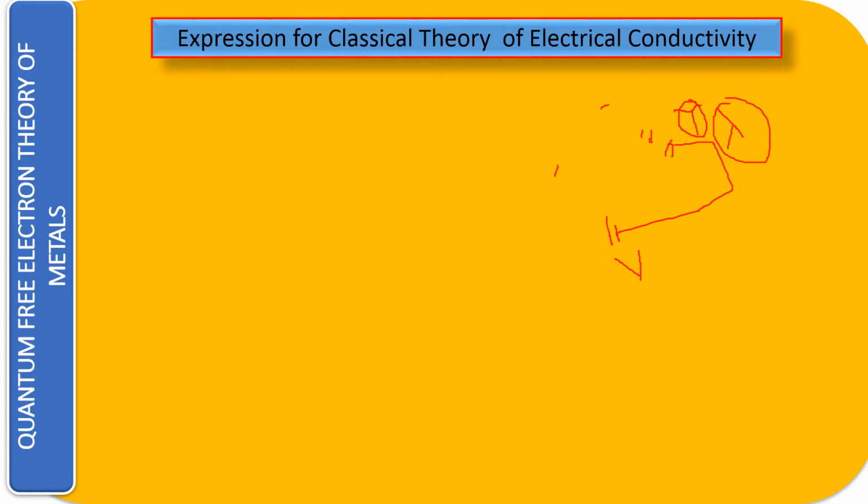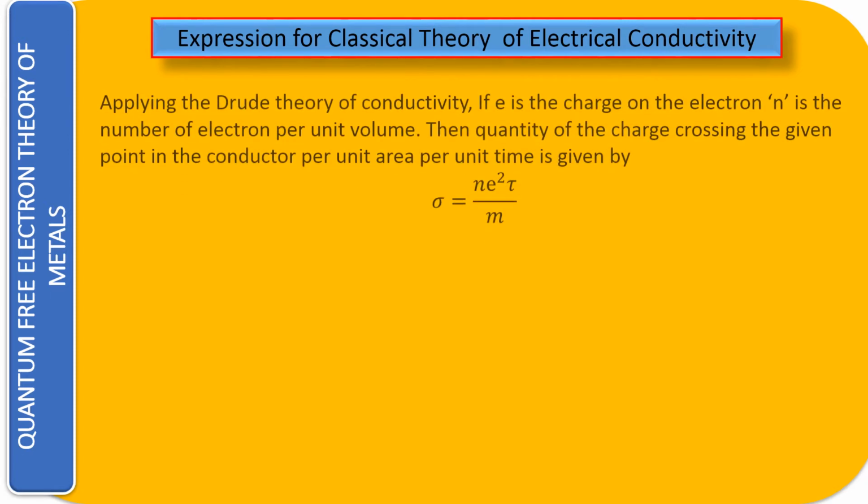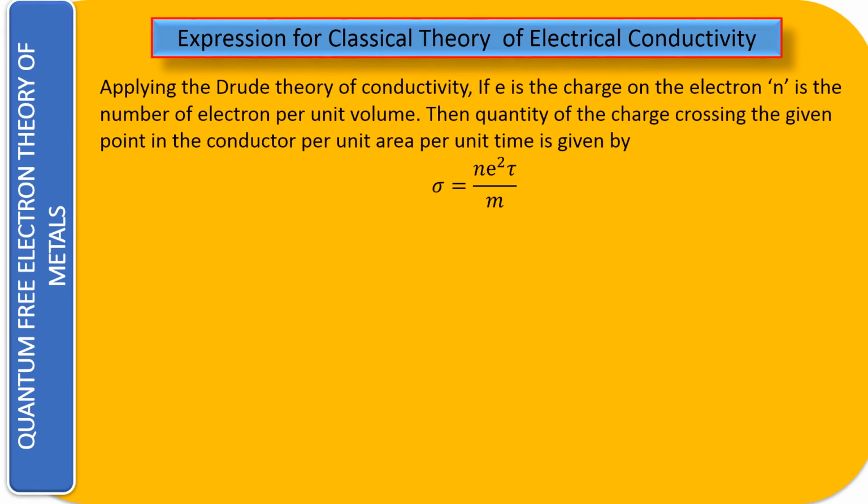With whatever I have told you, if I make the equations and solve them, I will get the expression for electrical conductivity. Applying the Drude theory of conductivity, if e is the charge on the electron and n is the number of electrons per unit volume, then the quantity of charge crossing a given point in the conductor per unit area per unit time is given by sigma equal to n e squared tau upon m.